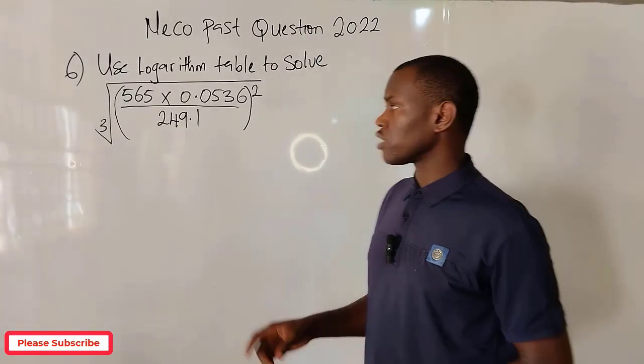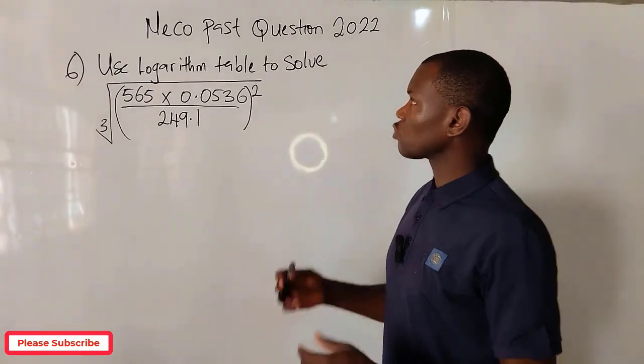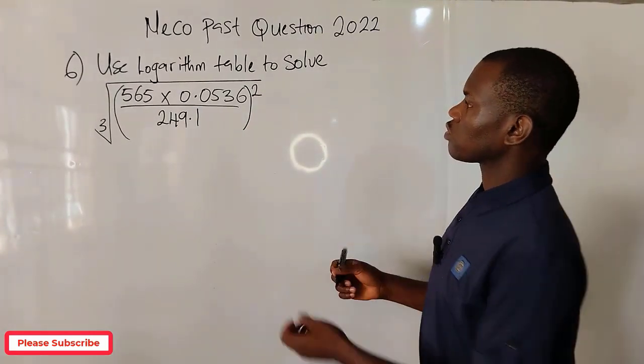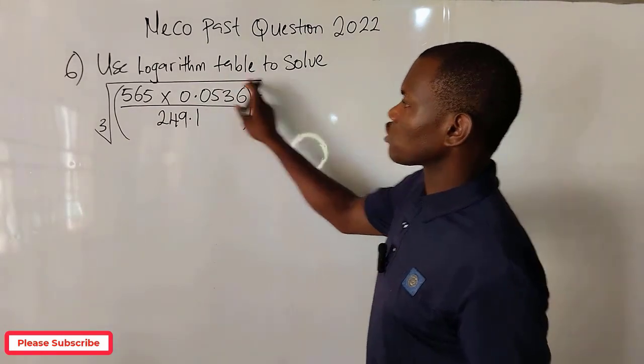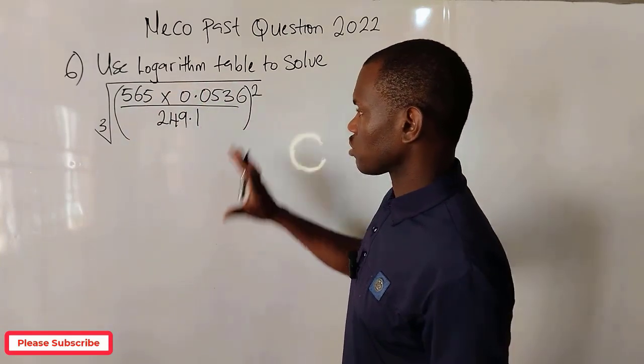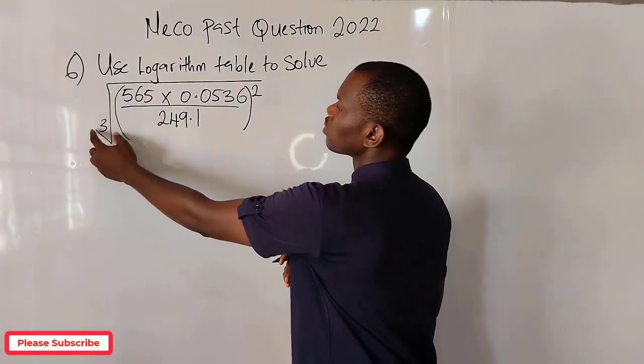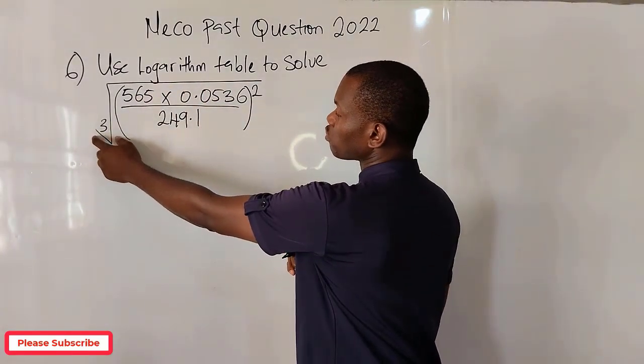We want to continue in this tutorial with number 6 of the NECO 2022 class question. Alright, so we are asked to use logarithm table to simplify. We have a cube root over the value we want to simplify. So the first thing I will do is to remove the cube root.